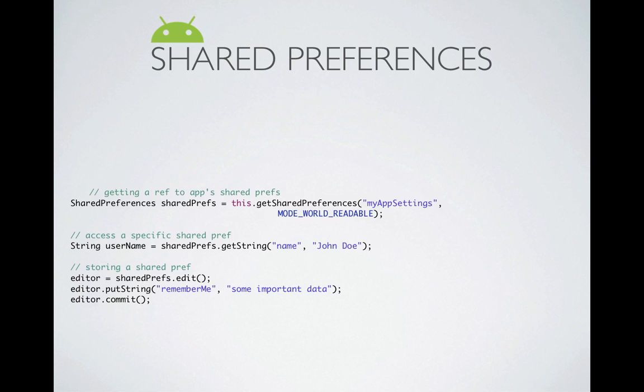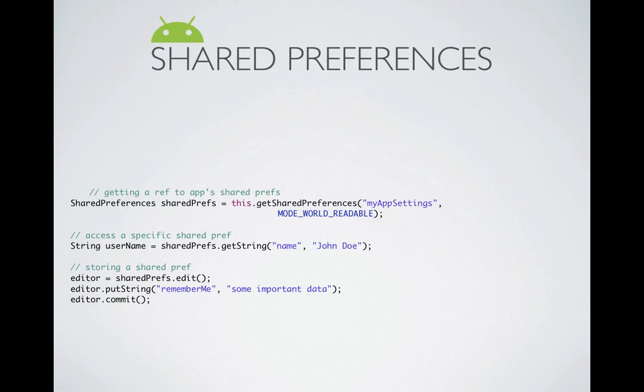Here's an example of the second type, shared preferences. So in this case, I'm getting a reference to shared prefs, and I'm going to give this preference collection a name. So in this case, they're my app settings. And notice how I've set the permission on these to be MODE_WORLD_READABLE. So I don't care if others go ahead and read this.